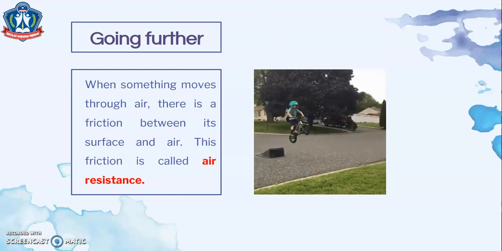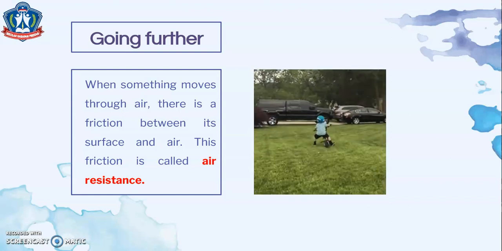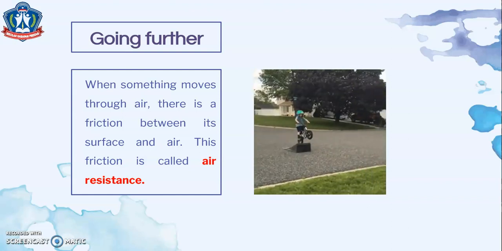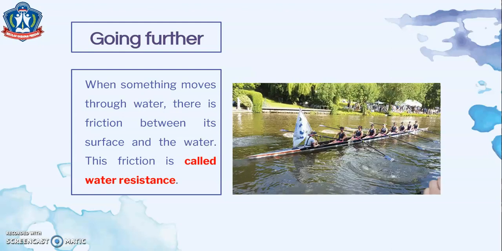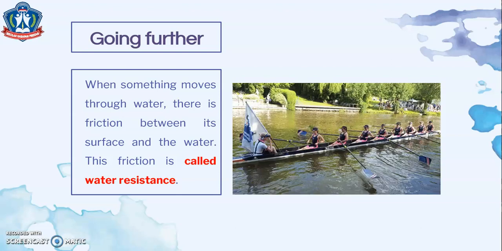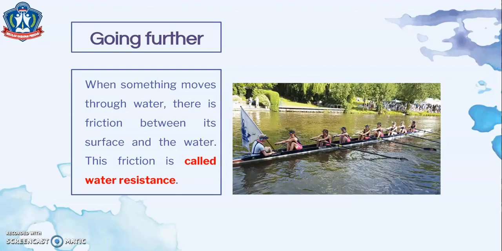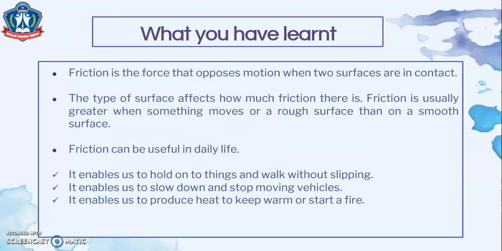Going further, when something moves through air, there is friction between its surface and air. This friction is called air resistance. When something moves through water, there is friction between its surface and the water. This friction is called water resistance. So what have we learned for lesson C?